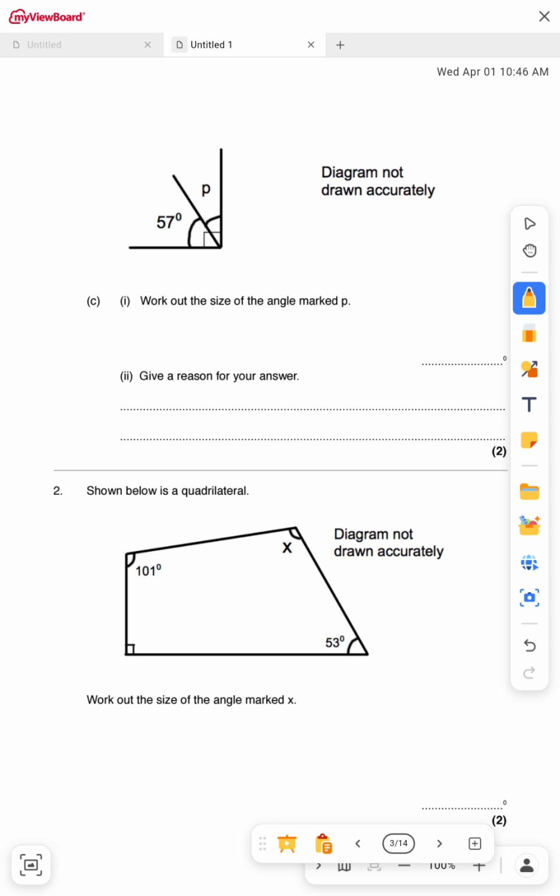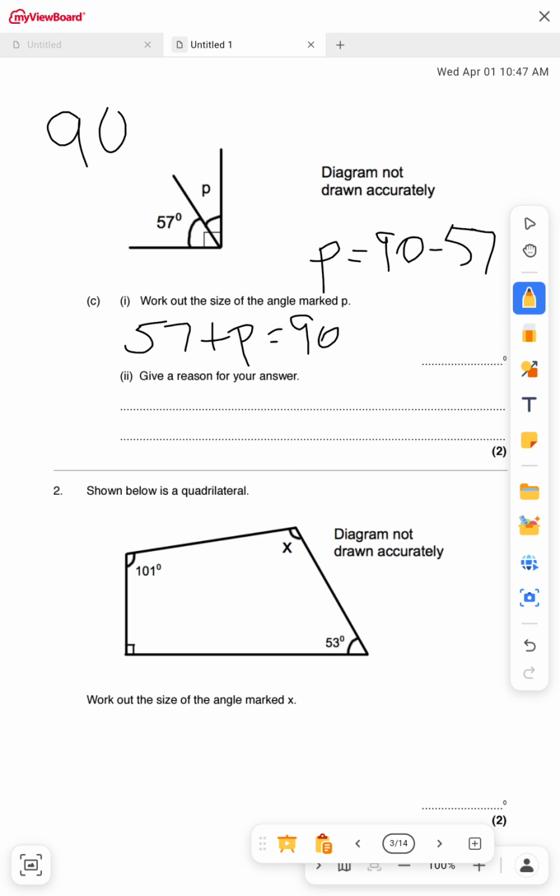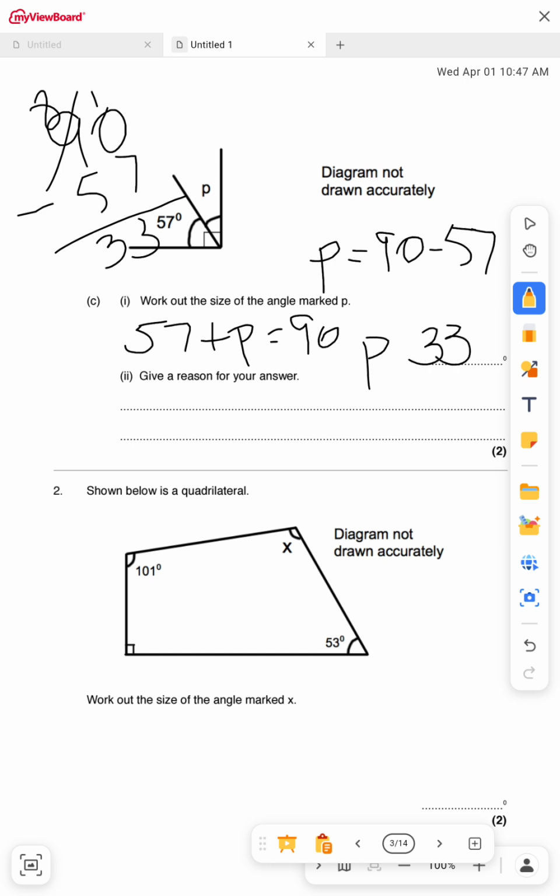So 57 plus P is equal to 90. So P is equal to 90 minus 57. So what do I get? 90 minus 57. Yes. This is 33 degrees. 33 degrees is our answer. P is equal to 33 degrees. I hope it's clear to you.